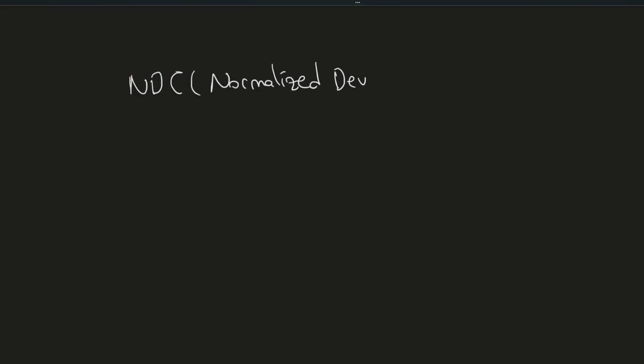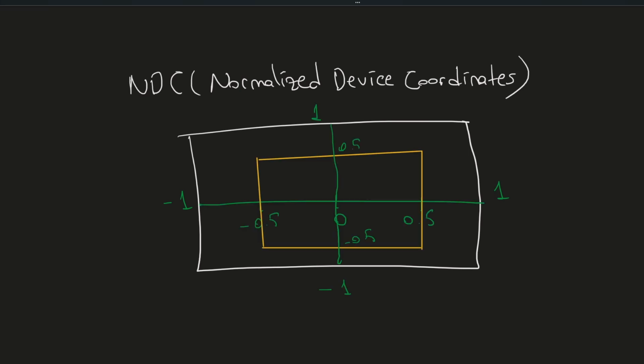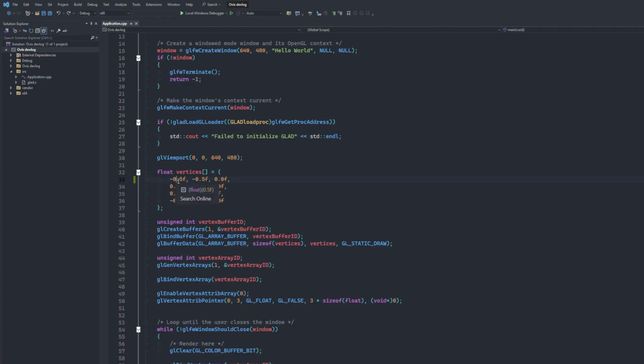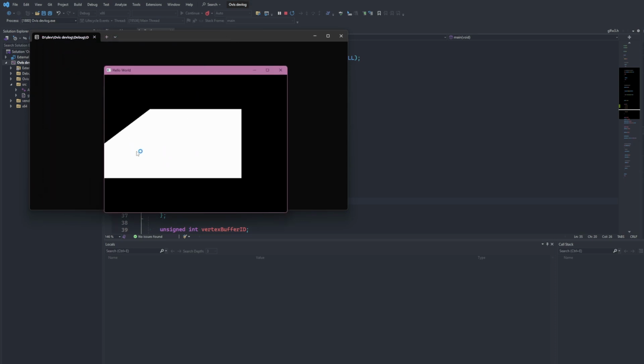Enter normalized device coordinates. OpenGL only processes coordinates that are within normalized device coordinates, which is a range between -1 and 1. So if a coordinate is not within this range, it will not be visible on the screen. We can try this out by setting x-coordinate of the lower left vertex to -1.5. As you can see, coordinates outside of the range are not visible.